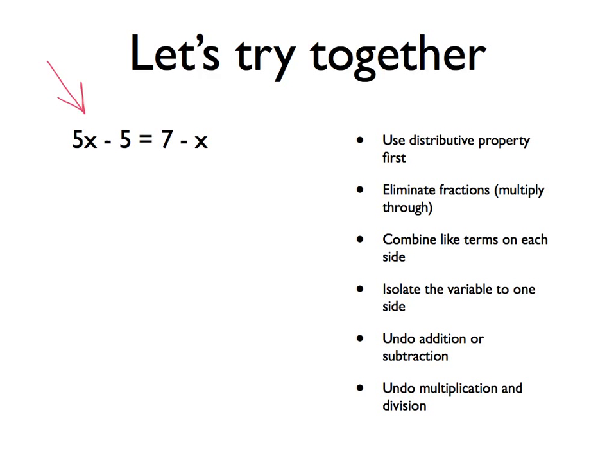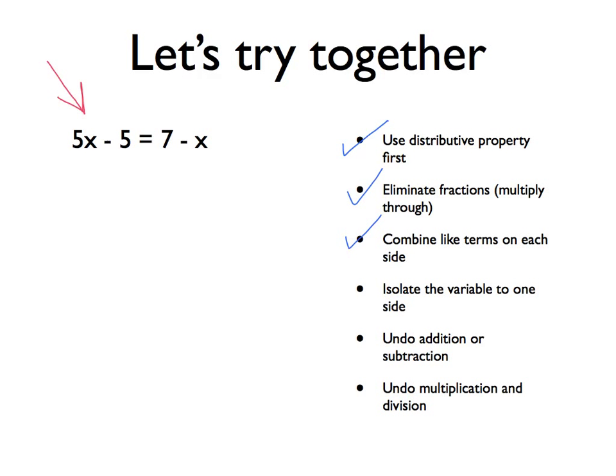Let's look at this one, starting with the steps on the right. Distributive property first. There's no distributive property. There's no parentheses to deal with. How about fractions? Nope, looks like we're okay on our fractions. Combining like terms? I have a 5x and a negative 5. Those cannot be combined. They're not like terms. And I have a 7 and a negative x. Those cannot be combined either because they are not like terms.